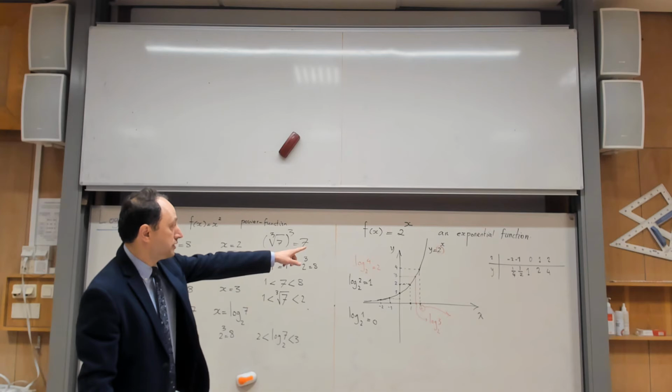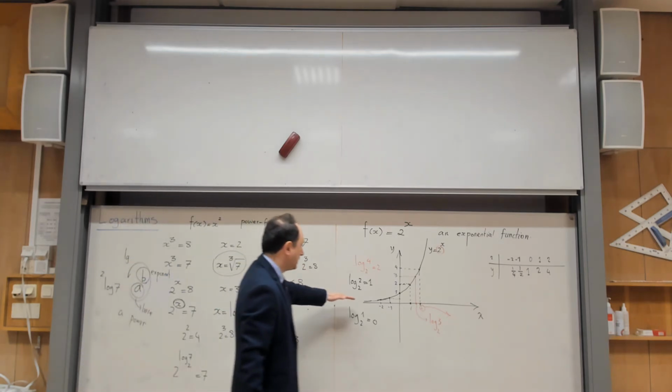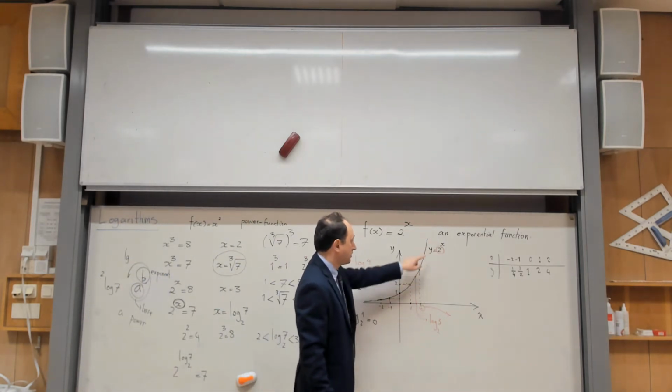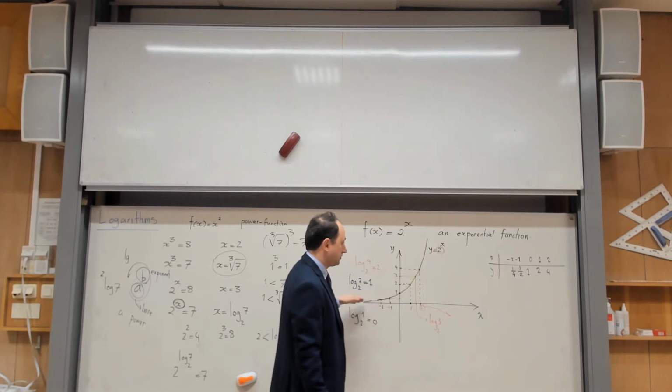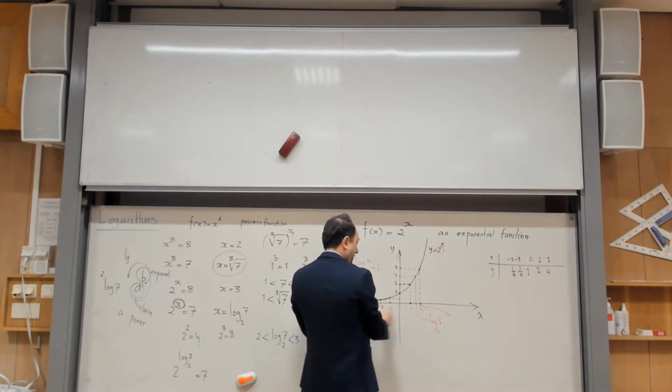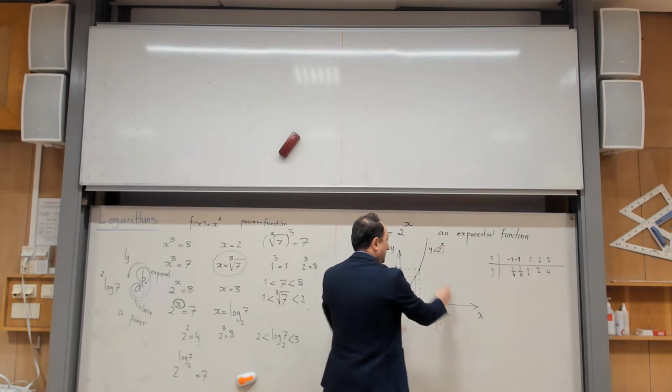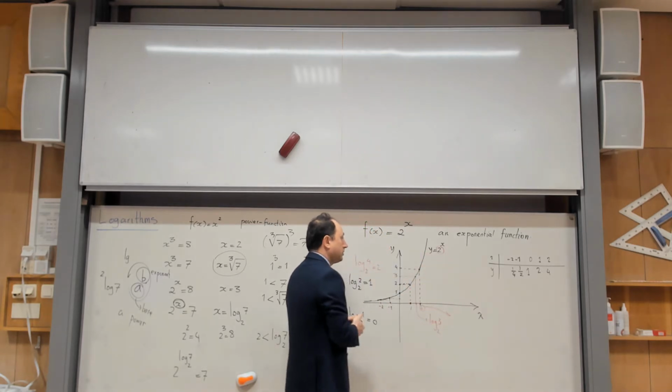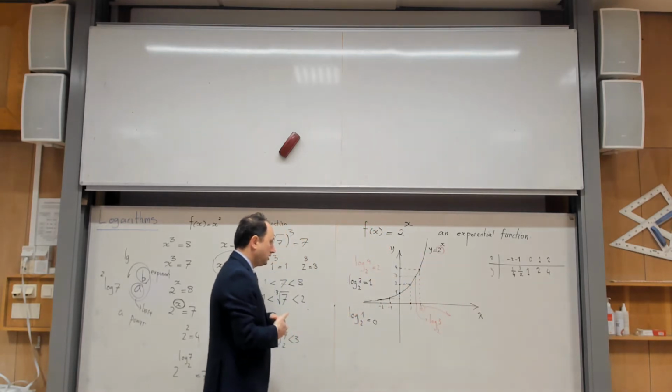Exponential functions cannot be negative because all the graph is above the x-axis, so the y value is always positive. Here, the x value can be negative or positive, but the y value is always positive. But now I go to the logarithm.